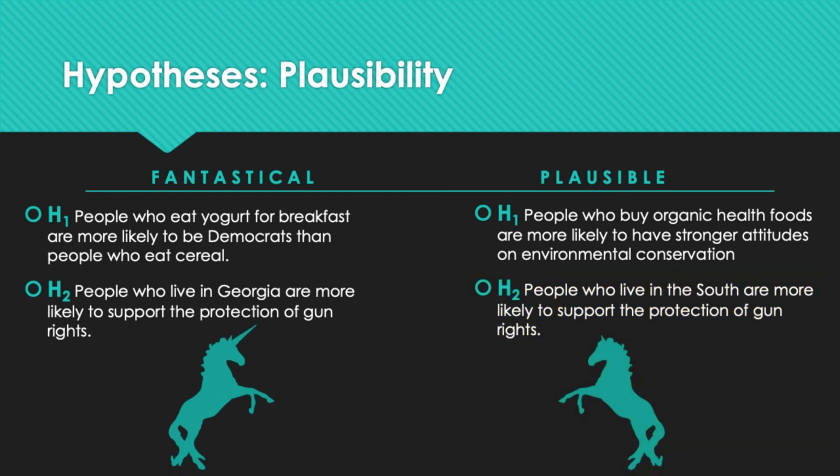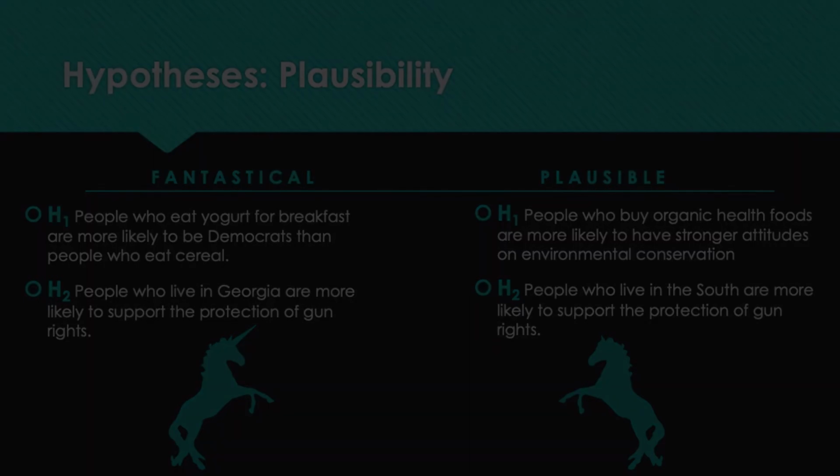So here are some examples of how we might begin with a fantastical hypothesis and actually bring it back to some type of logic, make it plausible. In the case of Georgia, what exactly are you saying about the state? Is the state itself causing attitudes about gun rights? Or is it something broader? Is it regional, right? Is it cultural, not just the specific geographic boundaries of the state, right? That doesn't really make much sense.